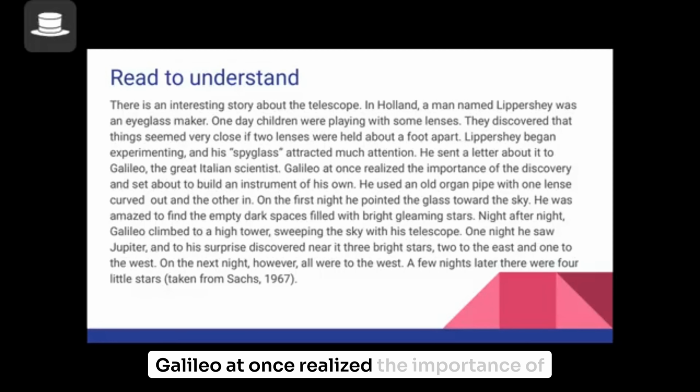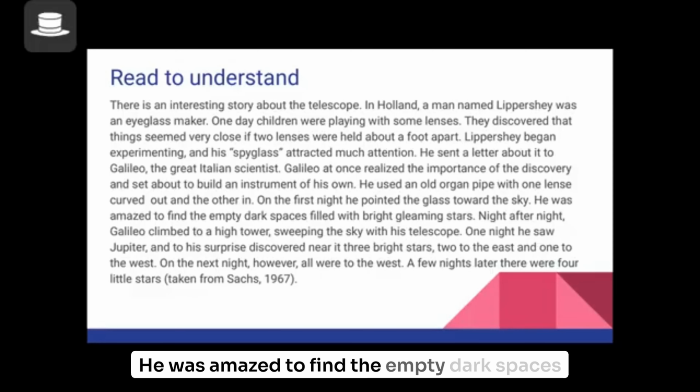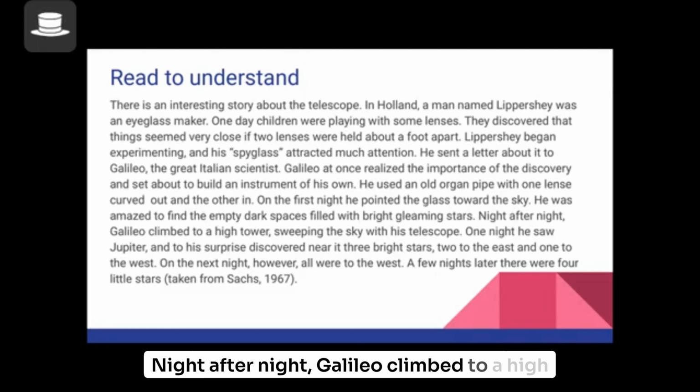Galileo at once realized the importance of the discovery and set about to build an instrument of his own. He used an old organ pipe with one lens curved out and the other in. On the first night, he pointed the glass toward the sky. He was amazed to find the empty dark spaces filled with bright gleaming stars. Night after night, Galileo climbed to a high tower, sweeping the sky with his telescope.